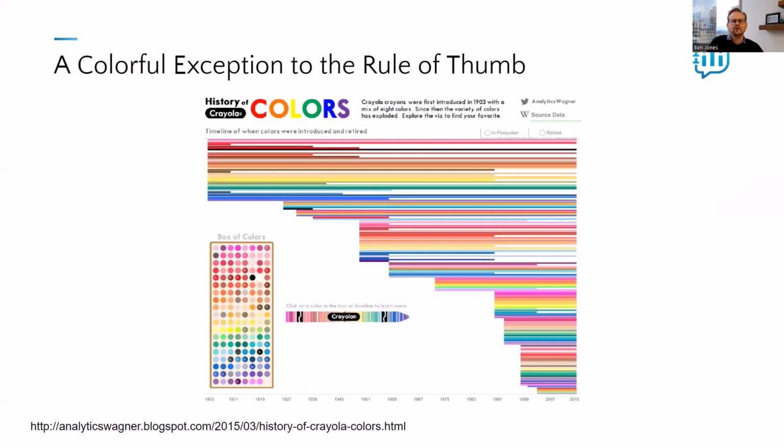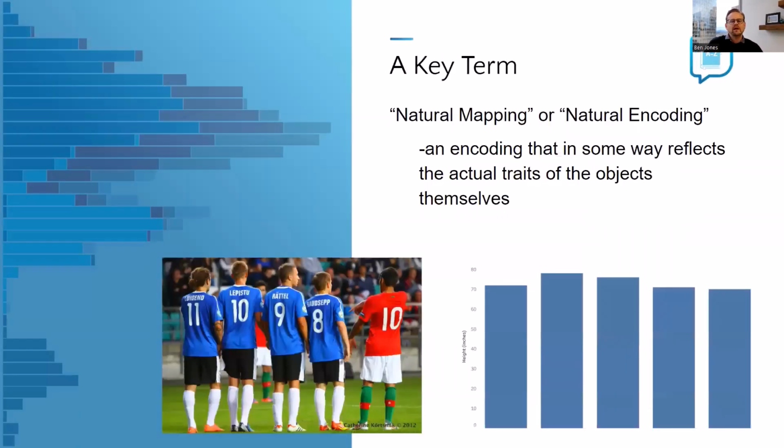Here's an example where using all those colors isn't just appropriate, it is the point. So this is by Stephen Wagner, I believe. And so this is showing the color changes in crayons over the years, over the decades, actually. And so the colors are the story. So we wouldn't want to make any of them gray or combine them in any way. That is the story. And also, and this is what we call in the classes a natural mapping, where the data itself is connected to something in the world itself.